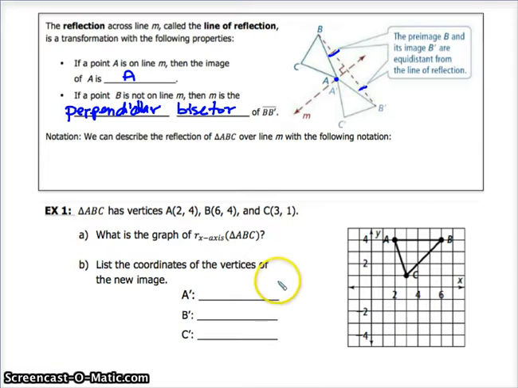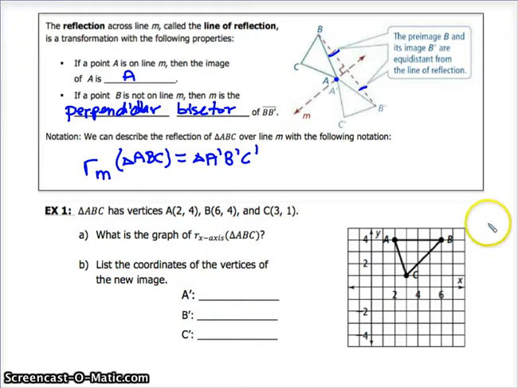Now a little bit about notation here. If we're going to do a reflection over line M, we're going to use a lowercase r for reflection. In this case, we're reflecting over line M, so M goes down in the subscript. The subscript will always be the line of reflection. And then just like a translation, I've got to indicate what figure I'm reflecting. So I am reflecting triangle ABC. The result is triangle A prime, B prime, C prime.